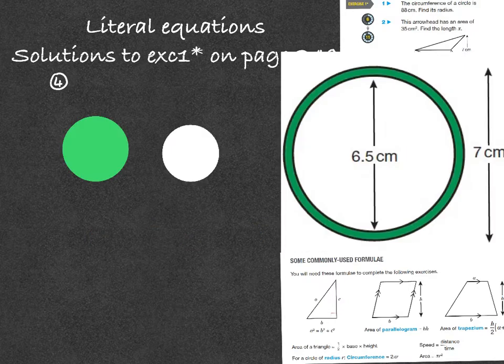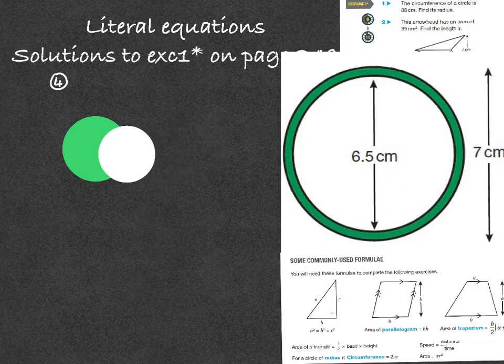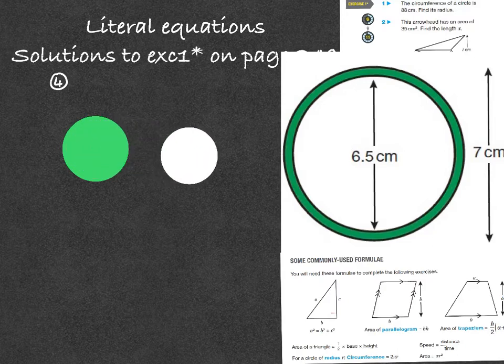Question 4 is a beautiful question. We want to find the area of just that green shaded part. So we've got this bigger circle with a diameter of 7, so the radius is 3.5, and then we've got the inner circle that's got a diameter of 6.5, and so a radius of 3.25. If we find the area of the big circle and subtract the area of the white circle, we get that beautiful green shaded area, right? Isn't that beautiful?